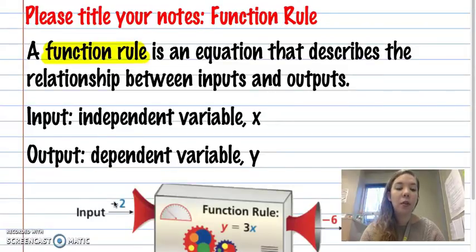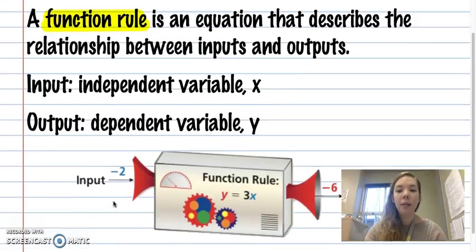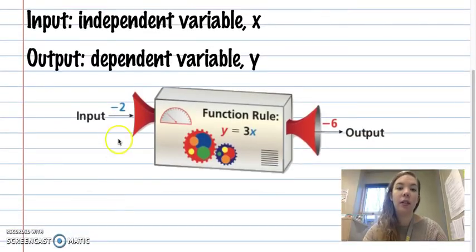So we've also been talking about this, but input is x. We can also call that the independent variable. It's what we have control over changing. The output is y. It's called the dependent variable because it is affected by x. Whatever we put in for x changes y. Y depends on our x. Okay, some people like to think of functions as machines. You put in a 2, and then you'd have 3 times negative 2, and you get out a negative 6.